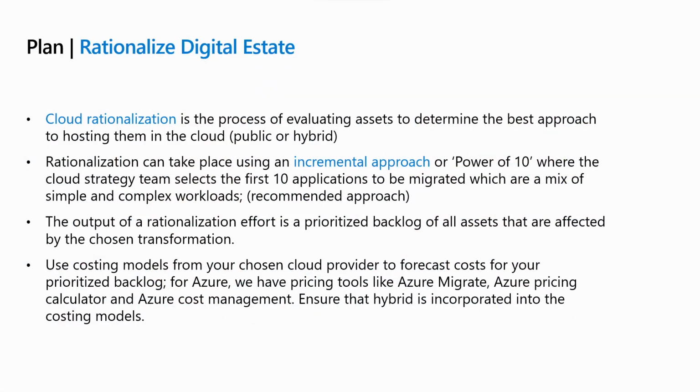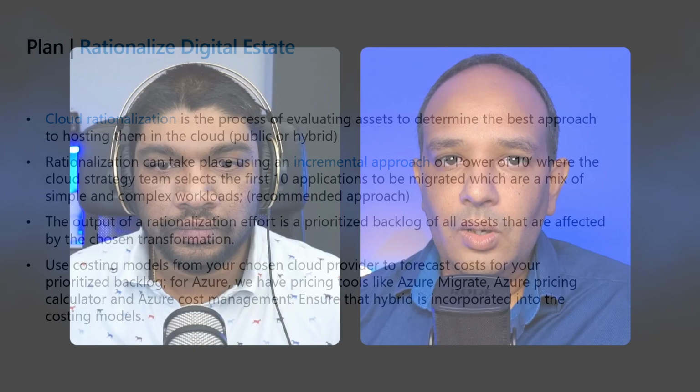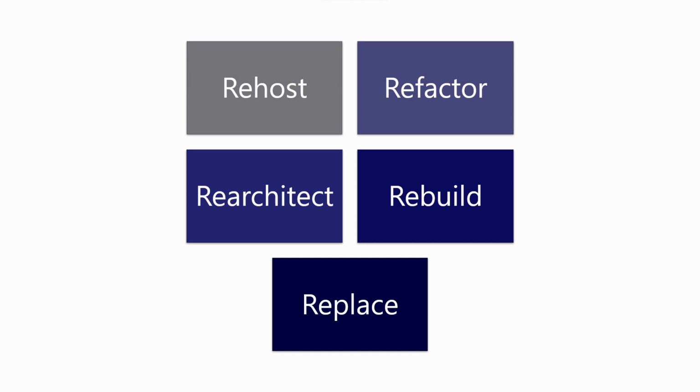When it comes to rationalized digital estate, the first thing you need to think about is the 5 R's, right? So what are the 5 R's? The 5 R's are mainly rehost, refactor, re-architect, rebuild, and replace. So what do I mean by this? This is how you should look at your applications. So if you take, let's say, a web server, are you going to rehost it? So rehosting just means lift and shift. So if it's a VM that is running on-prem, we just transfer the VM onto Azure, and then we continue it as a web server in Azure. So that's just about rehosting. So you're not making any changes to the application. You're just doing a lift of the VM and transferring it through a migration tool onto Azure, right?